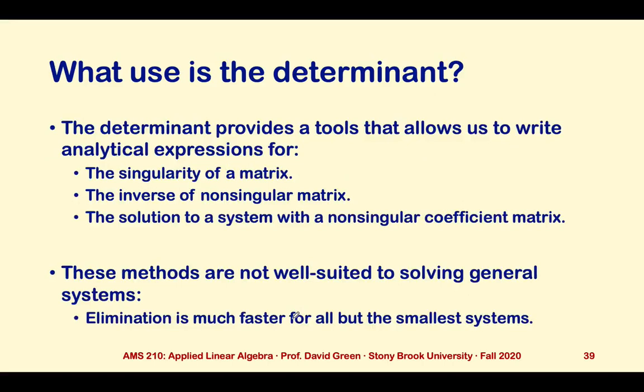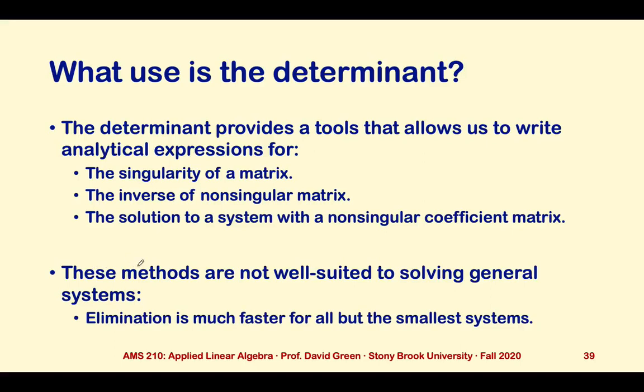So what have we seen? We've now seen the determinant provides a set of tools that allow us to write analytical expressions for the singularity of a matrix. That really is what the determinant is. If the determinant is 0, the matrix is singular. For the inverse of a non-singular matrix, the classical adjoint method. For the solution to a system of equations with a non-singular coefficient matrix, Cramer's rule.